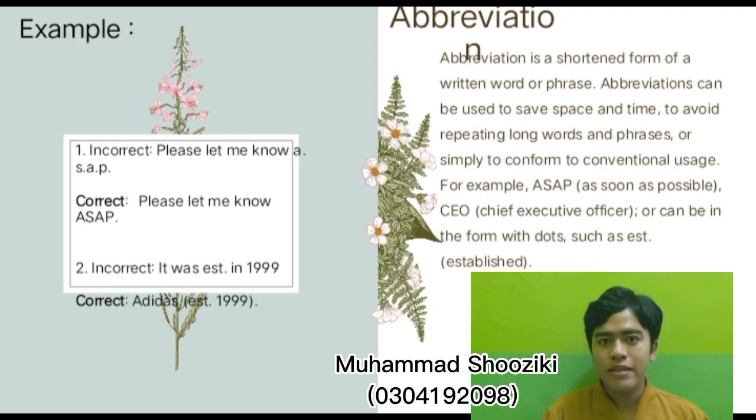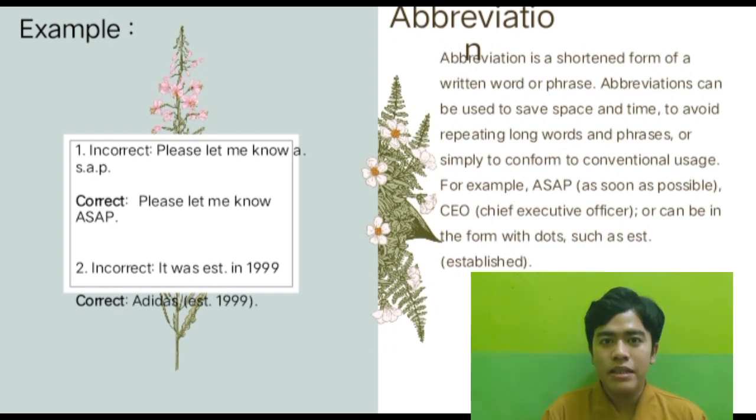Abbreviation. Abbreviation is a shortened form of a written word or phrase. Abbreviations can be used to save space and time, to avoid repeating long words or phrases, or simply to conform to conventional usage. For example, ASAP, as soon as possible. CEO, Chief Executive Officer. Or it can be in the form with dots, for example, est., established.